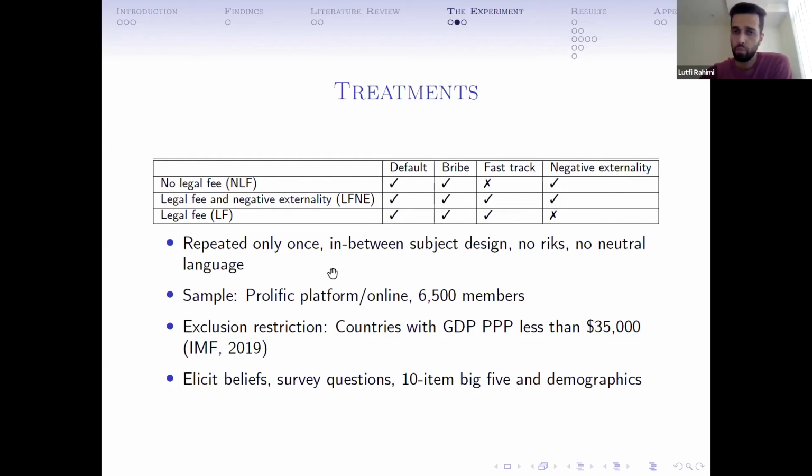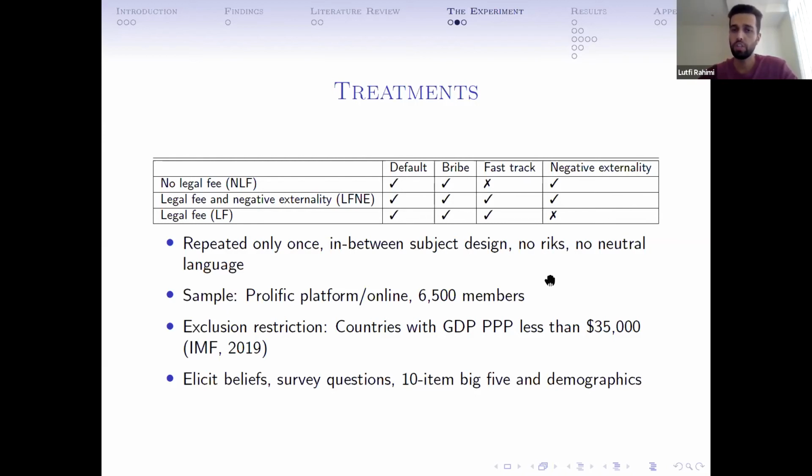The experiment was repeated only once. It was between subject design. There was no risk of, sorry for the typo in here, there was no risk of detection. We assumed that harassment bribery is negligible in countries where bribery is widespread. So the risk of getting caught and being punished is minimal, therefore we resorted to that.